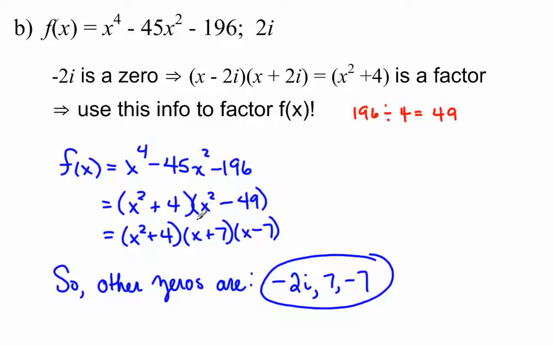Factoring this out, writing our two parentheses, x squared and x squared plus 4 for the first one, we know that. And then what if we tried x squared minus 49, because we want to get a negative 196? Well, that gives me negative 49x squared plus 4x squared, yes, we get our negative 45x squared. So the second factor here we can break down further, because it's the difference of squares: x plus 7 and x minus 7. So now I've factored as much as I can, and I have the remaining zeros. The only one they gave me was 2i, so I have determined that negative 2i, negative 7, and positive 7 are my remaining zeros.